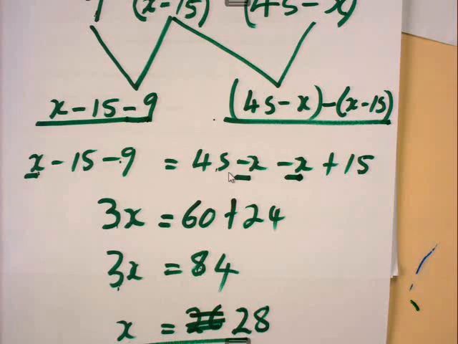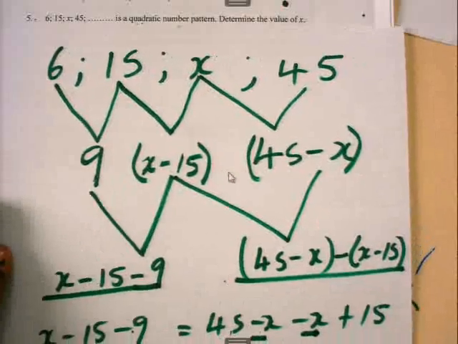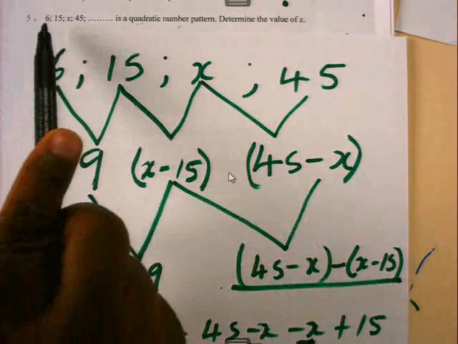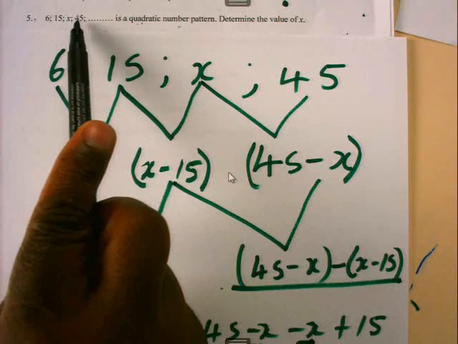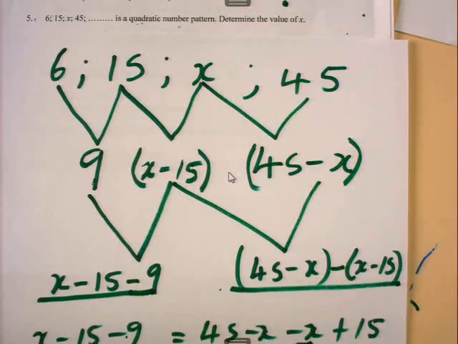Take out your calculators and divide. 3x divided by 3, you've got x. 84 divided by 3 is equal to 28. So we have answered the question. X is equal to 28. You were only given a sequence, and then the question states determine the value of x. Here is the question on top: 6, 15, x, 45 is a quadratic pattern. Determine the value of x. Interesting, eh? Thank you very much.